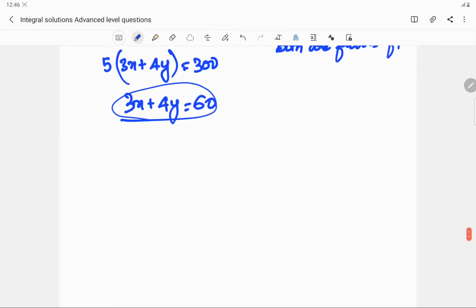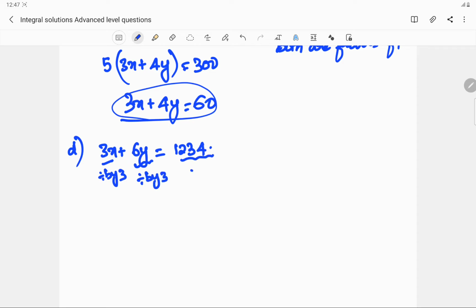Now let us look at another equation. 3x plus 6y is equal to 1234. Now this is divisible by 3. This is also divisible by 3. But if you see here, the right hand side is not divisible by 3. So no integral solution exists for this equation.